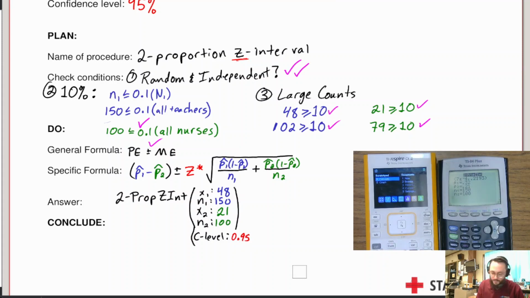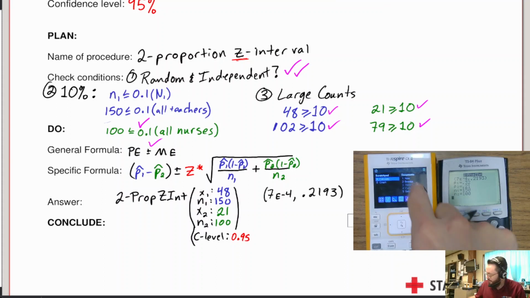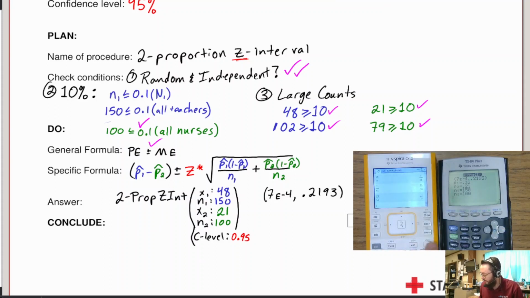Calculate. It gave us that: negative 4 and 0.2193. We talked about scientific notation before, but let's see what it looks like on the Nspire. So we go to menu, because this is not 7e-4. This is an actual number.